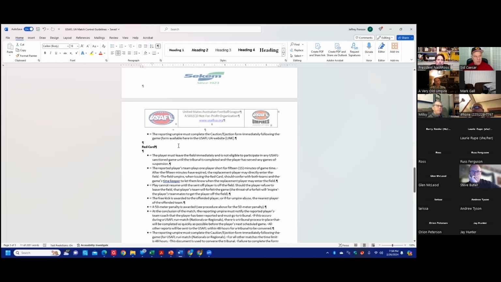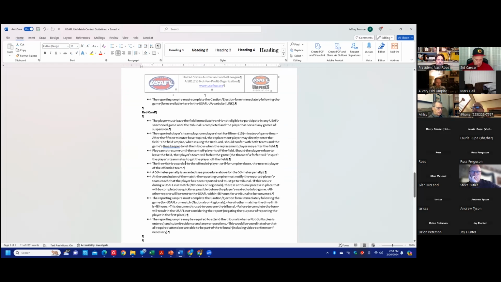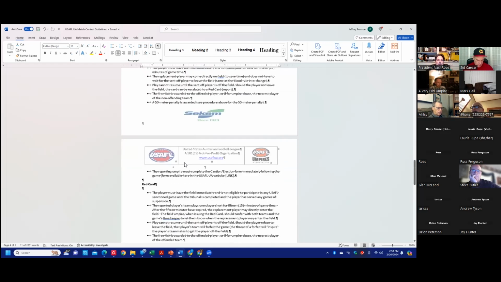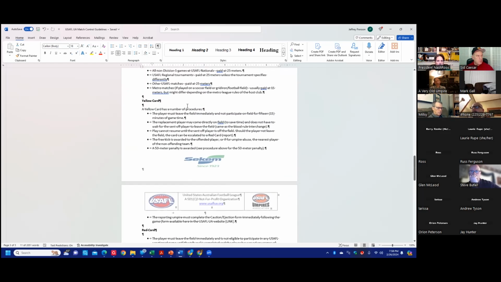The reporting umpire must complete the caution ejection form, which we're not going into tonight, but it's available for you on the website. The first one says the player is not able to participate on field for 15 minutes of game time. With a running clock, that's fairly straightforward. If it's about 10 minutes into a 20-minute half, when that half ends, you say at 5 minutes into the next half, that player is eligible to return.